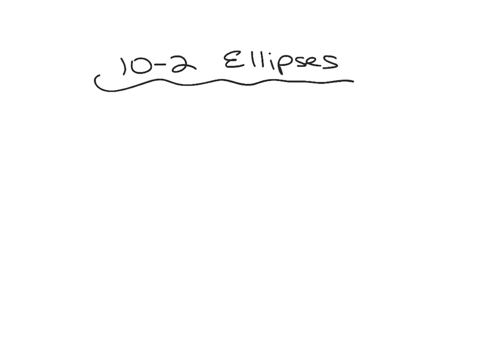Any other questions? That was the lesson on ellipses. So 10.2, that was the ellipses. So again, what we need to do here is when our center, now instead of a vertex being our H and K, now the H and K is going to be called our center point.